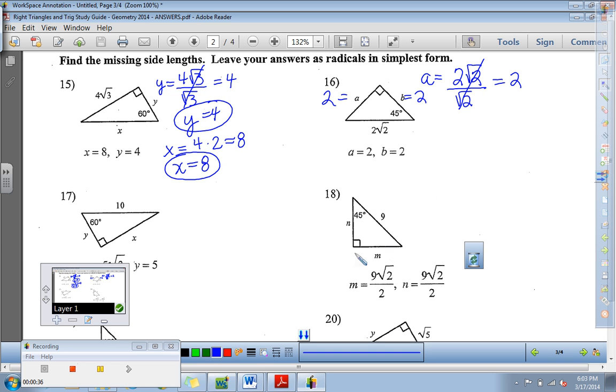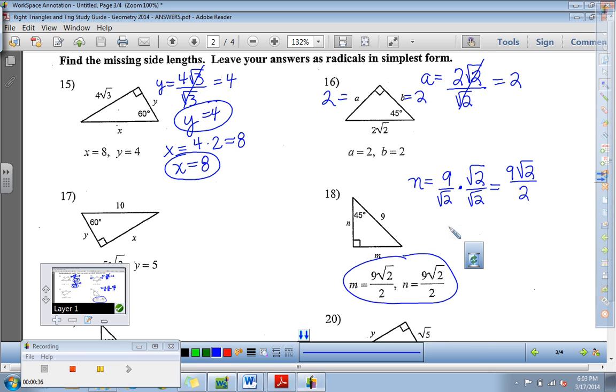Number 18, so 45, 45, 90. Once again, you're given the hypotenuse is 9. So to find n, and you might need to look back at your rules so you can follow along to help you, take the hypotenuse 9, divide it by the square root of 2. You can't have a radical in the denominator, so you multiply by 1, which is the square root of 2 over the square root of 2. So this is equal to 9 times the square root of 2. And the square root of 2 times the square root of 2 is the square root of 4, which is just 2. So your answer for both legs is 9 root 2 over 2.